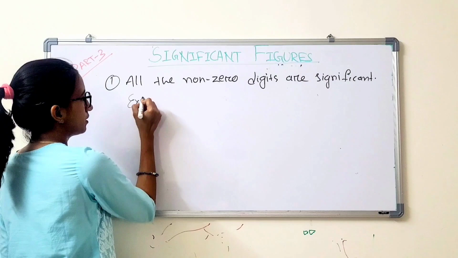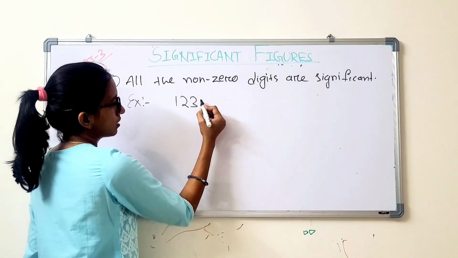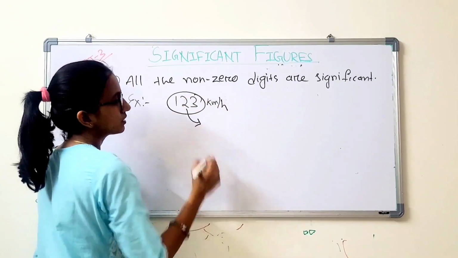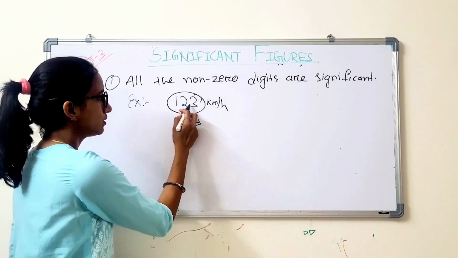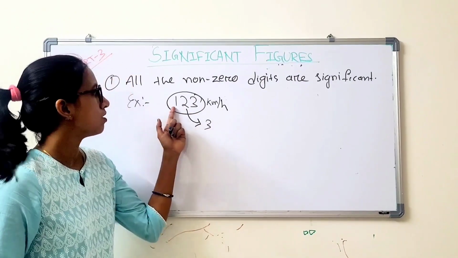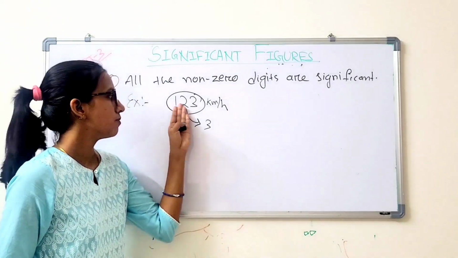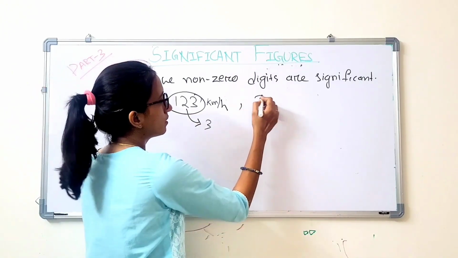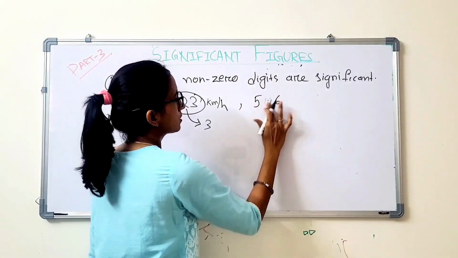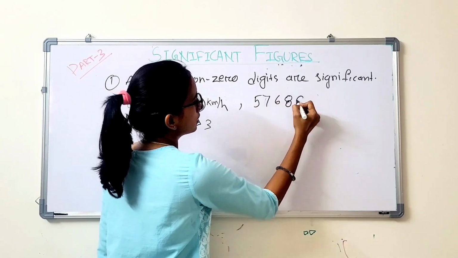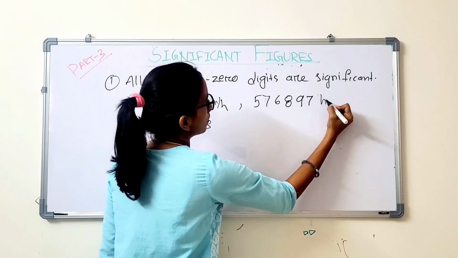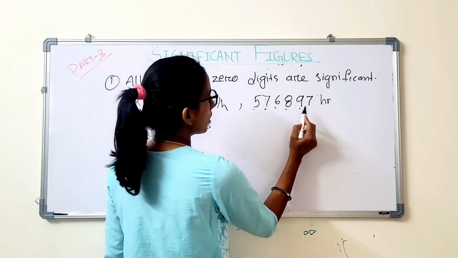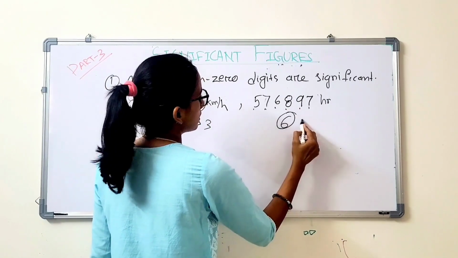For example, if there is a measurement like 123 kilometers per hour, how many significant digits are there? 1, 2, 3. Three significant digits, because all the digits are non-zero. Among these three digits, no digit is equal to 0. Similarly, we can say 578,976 per hour. How many significant digits are there? 1, 2, 3, 4, 5, 6. We will mention that 6 significant digits are there.